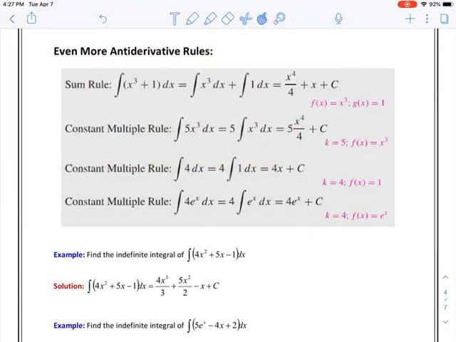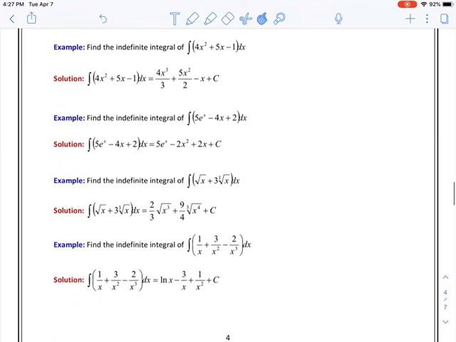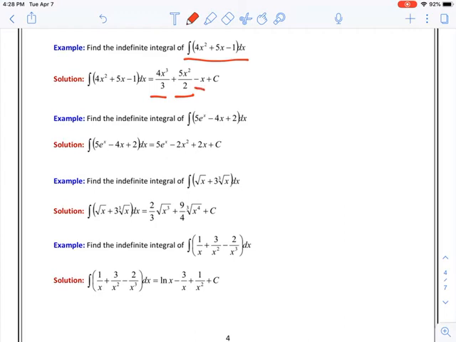Going to switch to red. All right, so the antiderivative of 4x squared plus 5x minus 1, we just do this term by term. The antiderivative of 4x squared using the power rule is 4x cubed divided by 3. For 5x, using the power rule, the antiderivative is 5x to the second divided by 2. And now let's think about this minus 1. Why is the antiderivative a negative x?